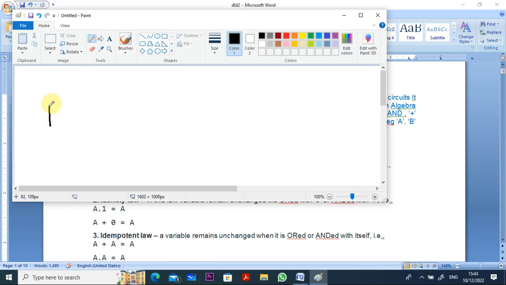You can go for an AND operation. The AND operation looks like this. It will take two inputs here, and the output will come out here. So that is the AND gate. Similarly, for the OR operation, it will also look like this. We give two inputs here, and we take the output here. Similarly, we have the NOT operation also.